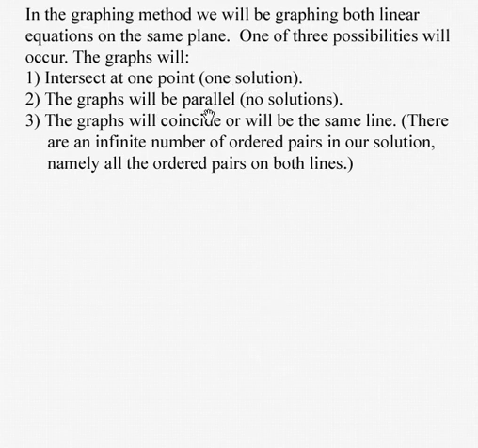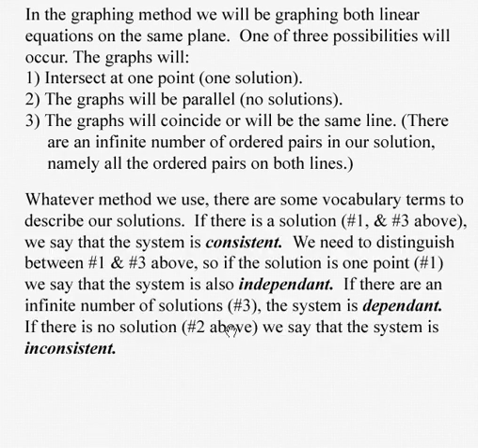The graphs will be parallel and never cross, in which case there are no solutions. Or the third possibility is that the two graphs will coincide, or in other words, be the same line. In that case, every point that's on those two lines is a solution. There's an infinite number of solutions, but it's only the points that are on that same line.